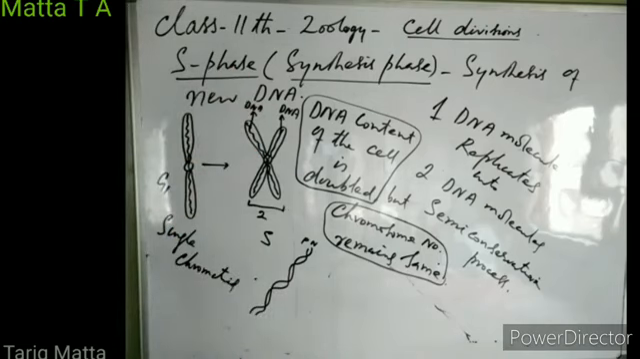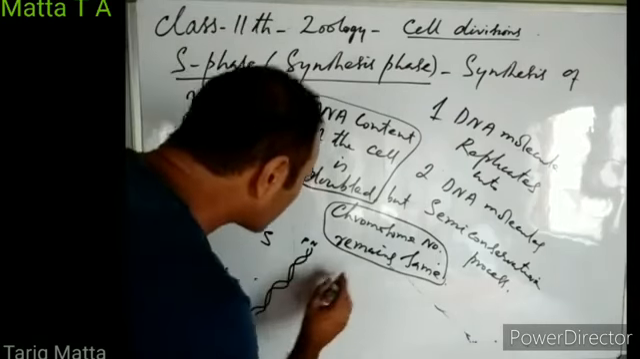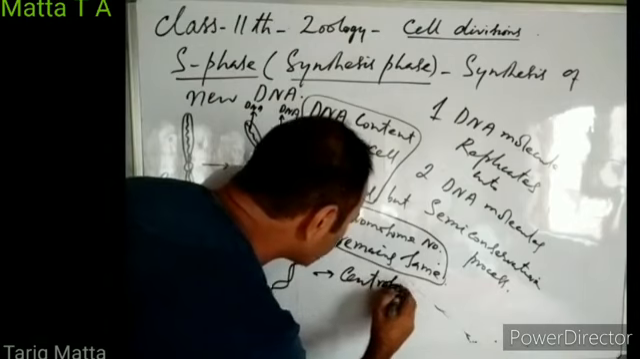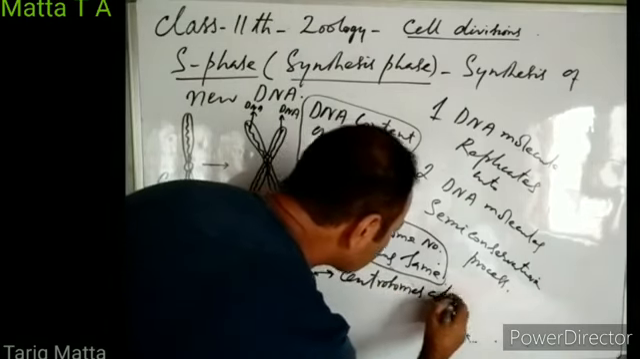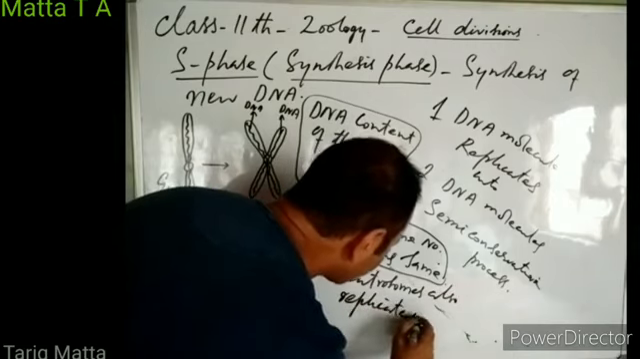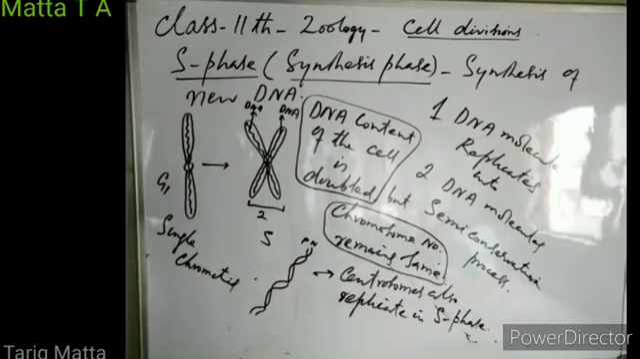After DNA replication, in addition to DNA replication, centrosomes of the cell also replicate in S phase. There is replication of centrosomes as well in this S phase.